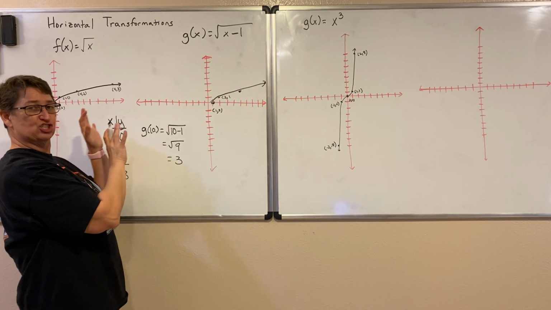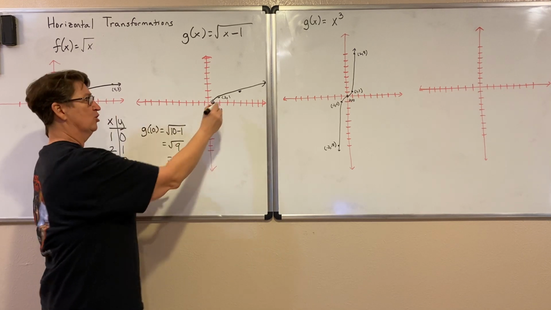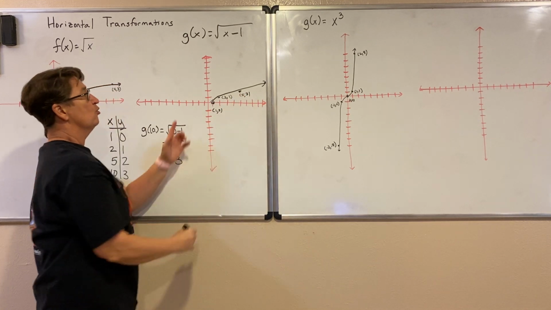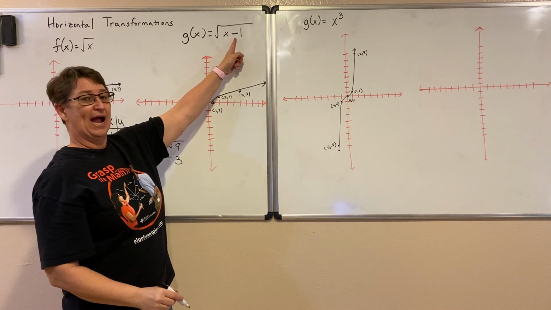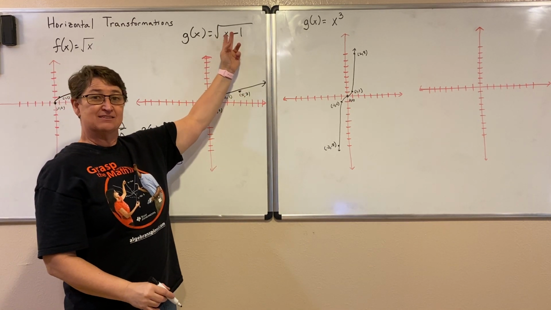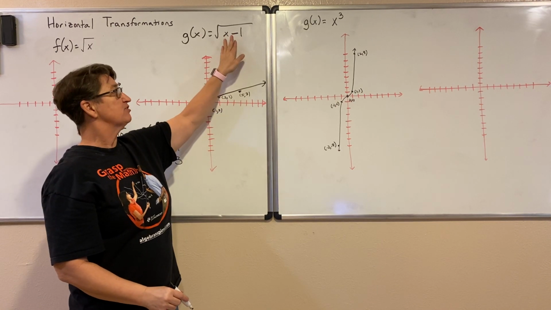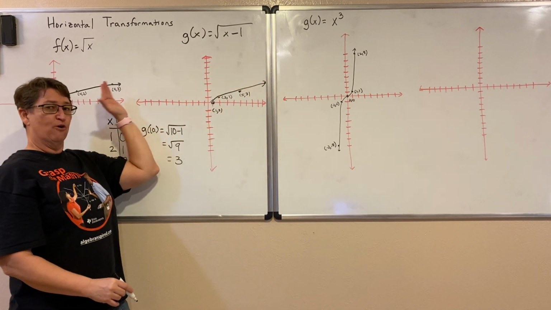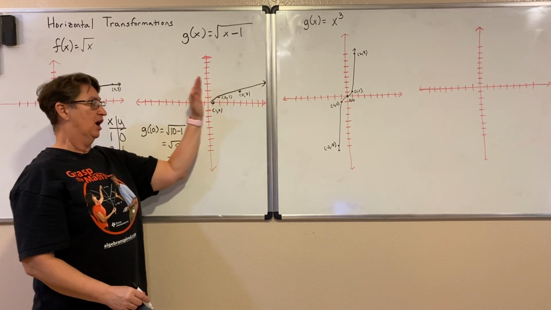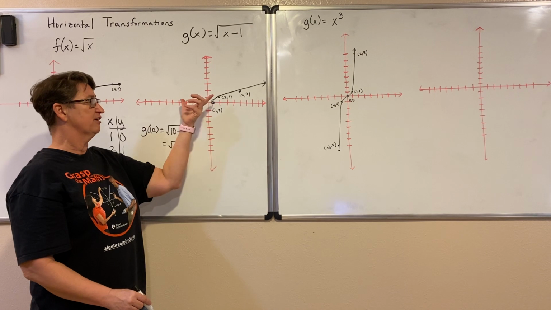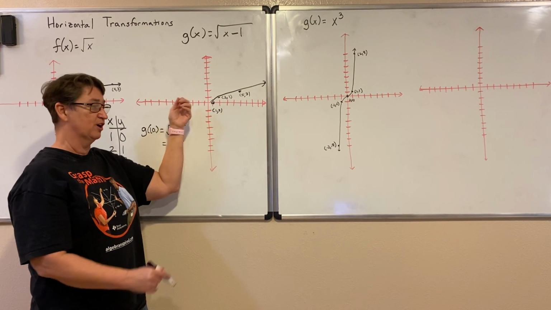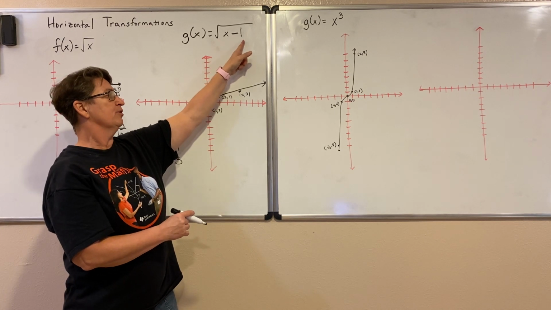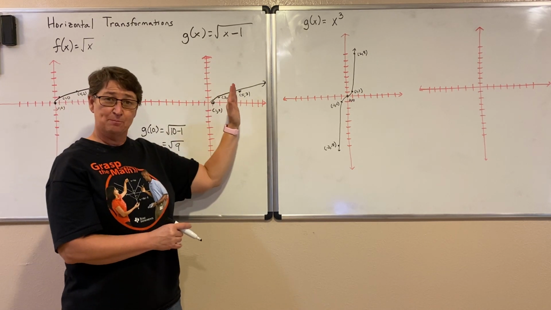The whole function just shifted to the right one spot. And it turns out that when we add or subtract a number inside the function, it's going to affect our x values. It's going to move or shift this function. So when I subtract a number, it actually does the opposite of what we think.